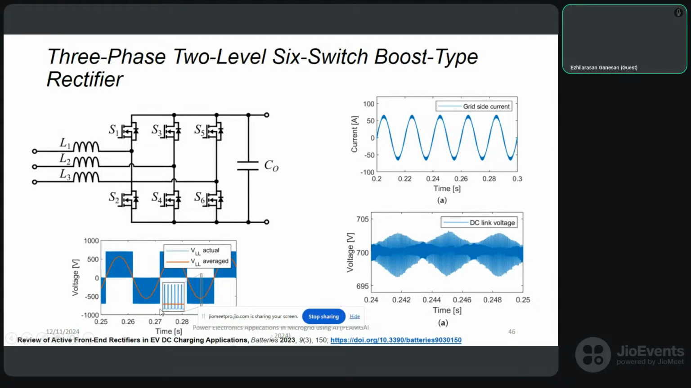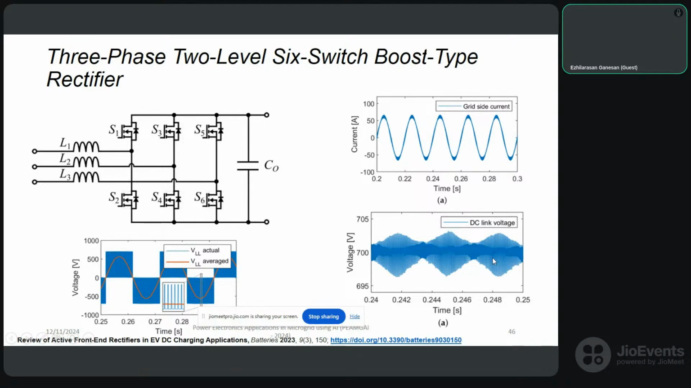This type of pulses is applied, so the pulses appear as positive and negative cycles, but the average line to line voltage is shown in red, and the average line current is sinusoidal. When you come to the DC link voltage, you can see there are high ripples in the output. There is a ripple content, probably from 695 to 705, which is shown.